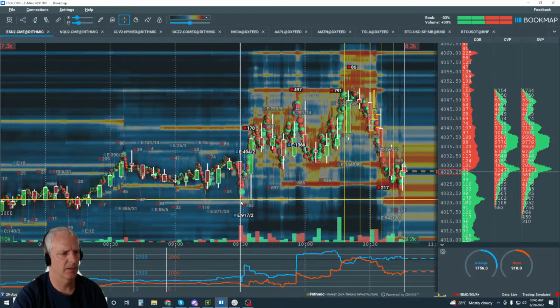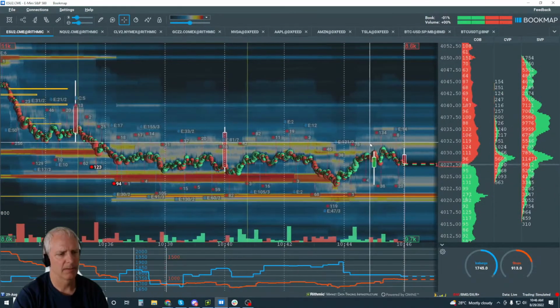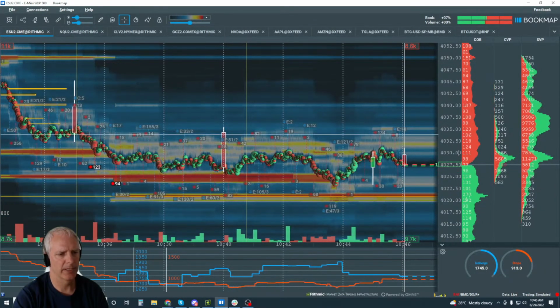Okay, so our cash open low is here. So let's see if we can go back down and test into 20.